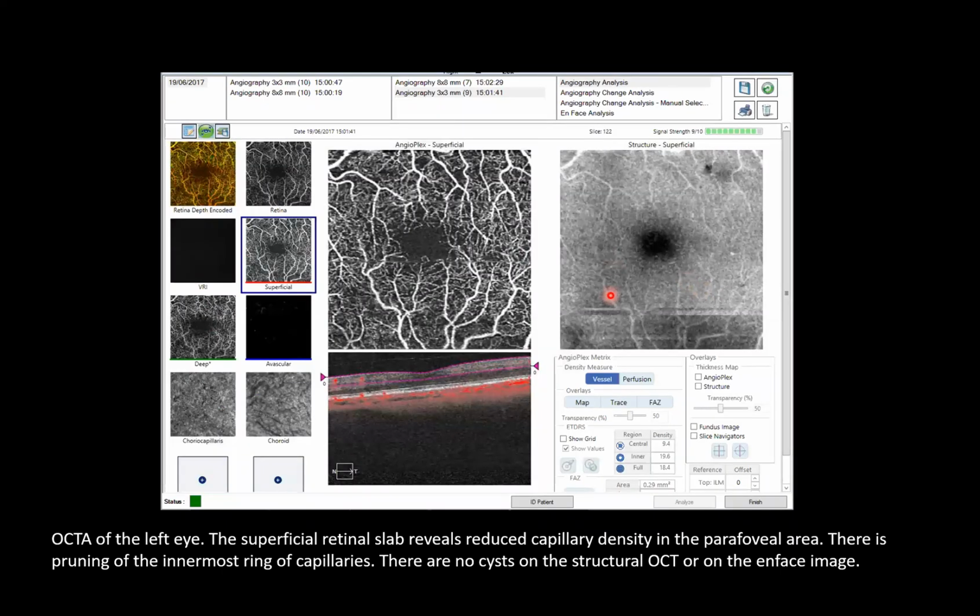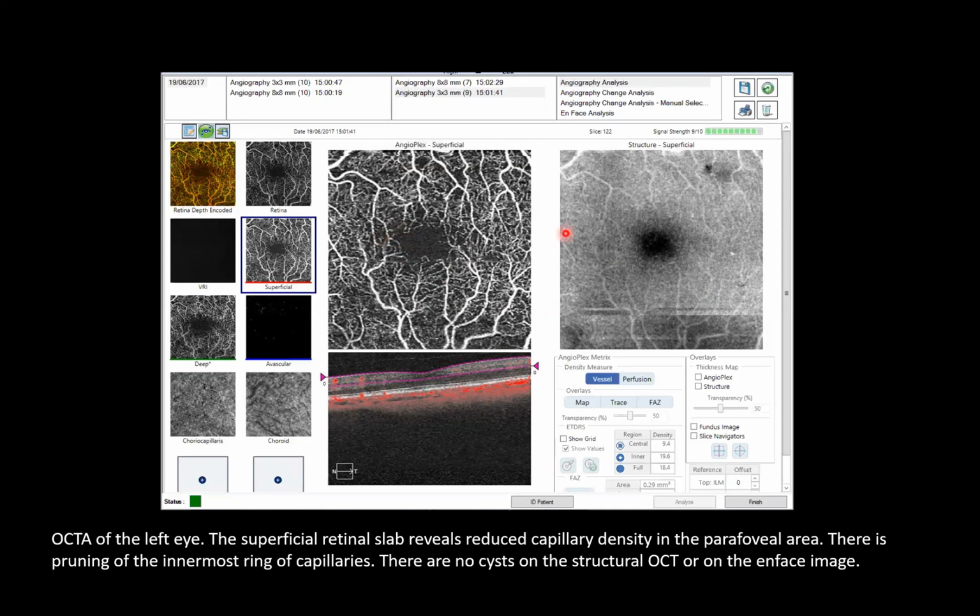When we go to the left eye, then you will see that on the superficial retinal slab and the corresponding OCTA image, there is reduced capillary density in the parafoveal area. And there is also pruning of the vessels. So the vessels seem to sort of stop at a given point without being connected to any other vessels.